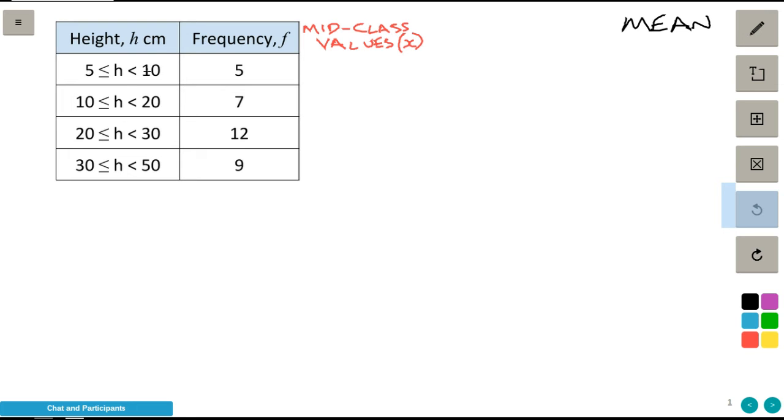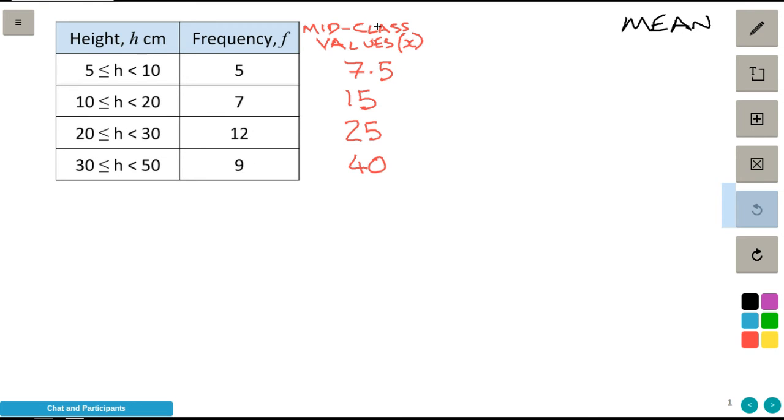So in the middle of 5 and 10 is what we're looking for. If you're unsure how to get the middle of two numbers, the easiest way, if they're harder numbers than this, would be to add the two numbers together and then divide by 2. So in this case, 5 plus 10 is 15, divided by 2 gives us 7.5 for our first mid-class value. Similarly, 10 to 20, the middle is going to be 15. And 20 to 30, the middle will be 25. And 30 to 50, the middle is going to be 40. So those are our mid-class values.